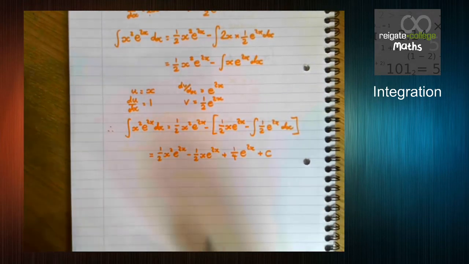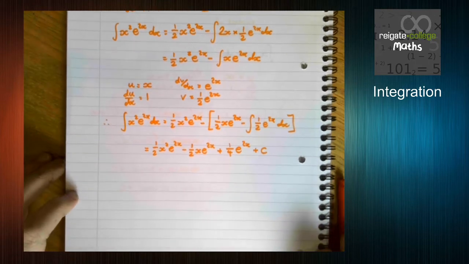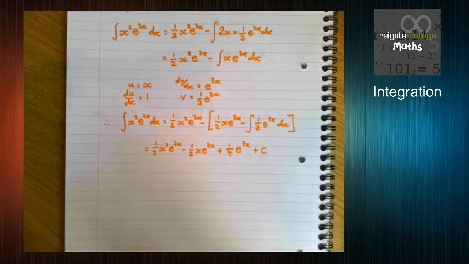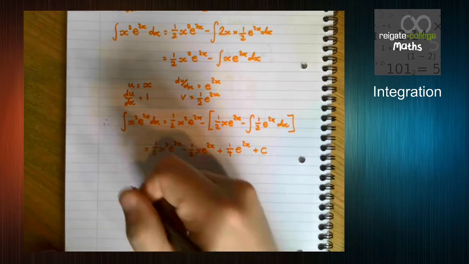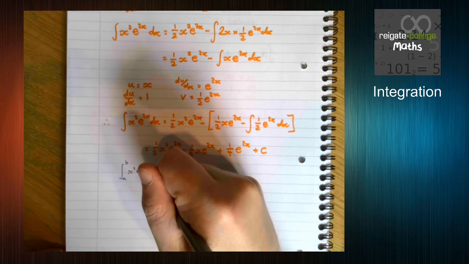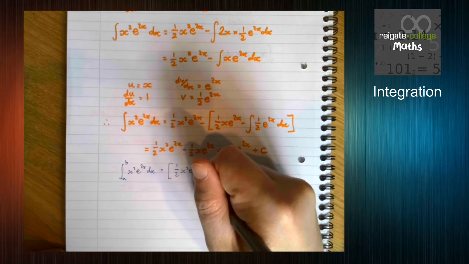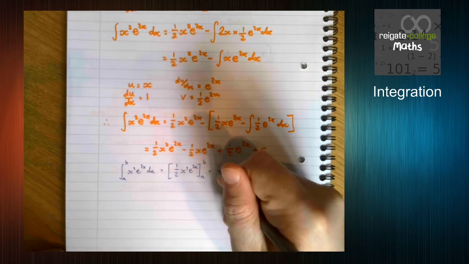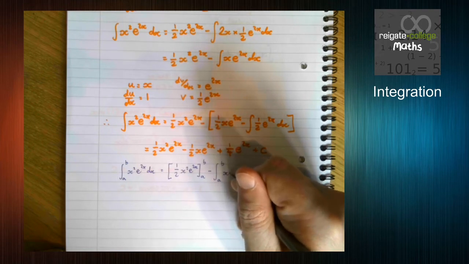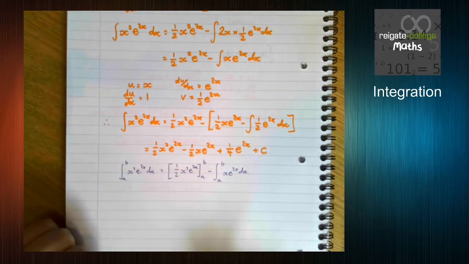Now what do we do if we've got limits on the integral sign? Depending on what your textbook does, I find it's very unhelpful. It'll do something along the lines of, if we had this example here, equals this bit between a and b minus the integral between a and b of x e to the 2x, and it all gets a little bit messy.